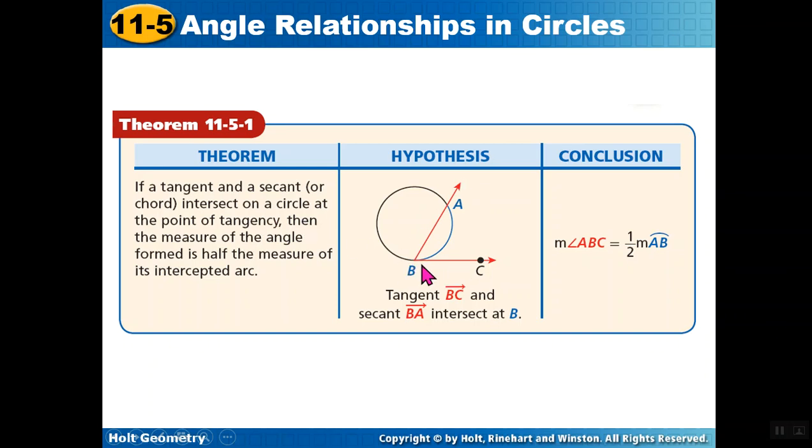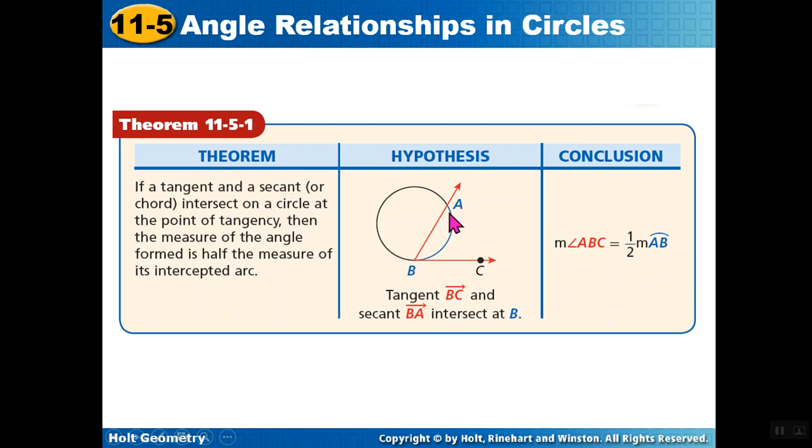Look, the intersection of the tangent and the secant is on the point of tangency, which is B here. If these two lines intersect at the point of tangency, then we have a relation between this angle, angle ABC, and the arc AB. Measure of angle ABC is equal to half of measure of arc AB.